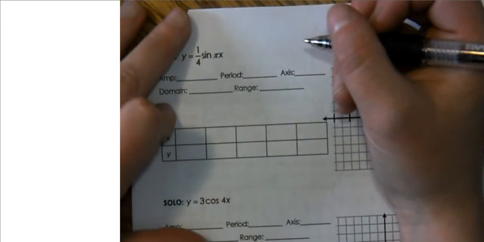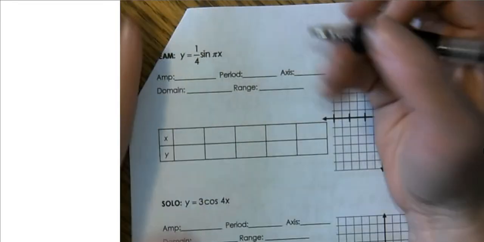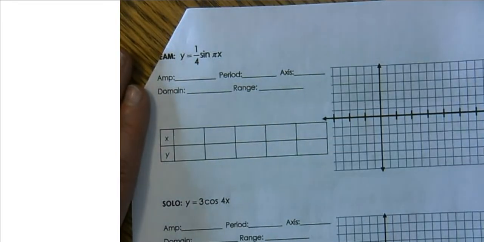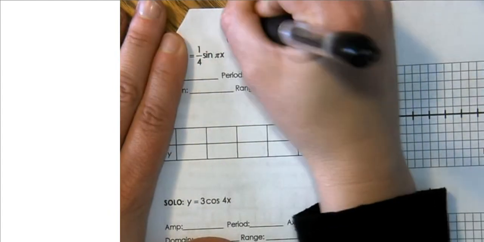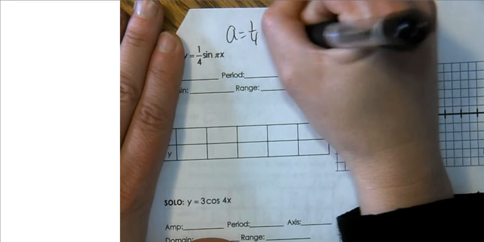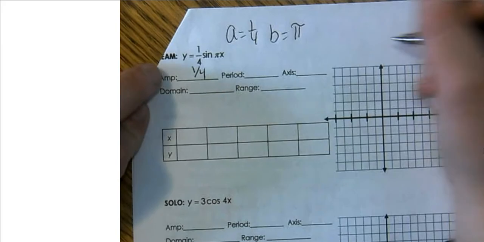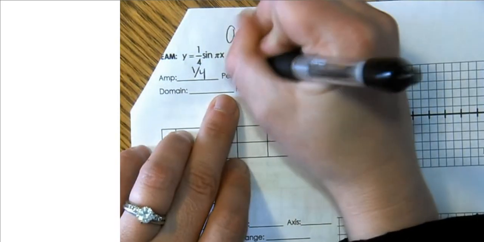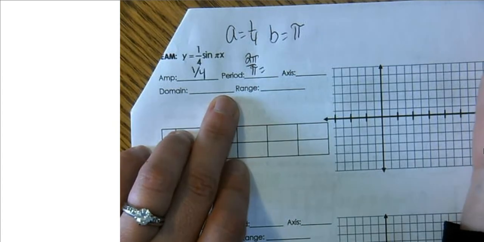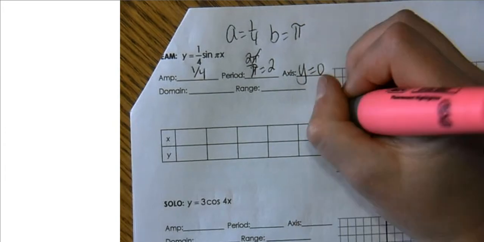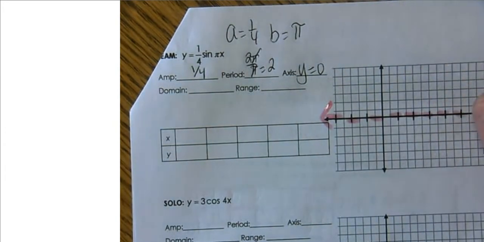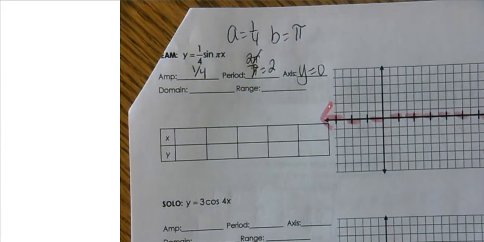So what's different about this problem is that now we have an a value and a b value. So I'm going to identify that my a value is 1/4 and my b value is pi. So my amplitude is 1/4 and my period is 2 pi divided by pi, in which the pi's cancel away, leaving us with the number 2. My axis is located at y equals 0, and I'm going to graph that right away so I don't forget. That is something I strongly recommend that you do.